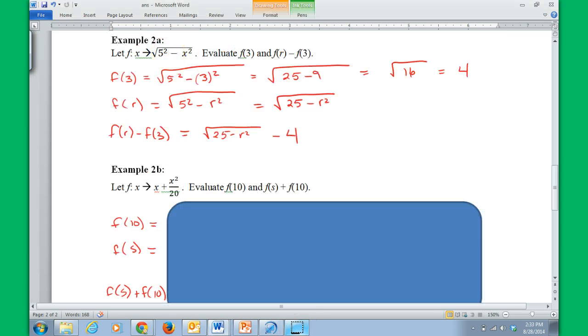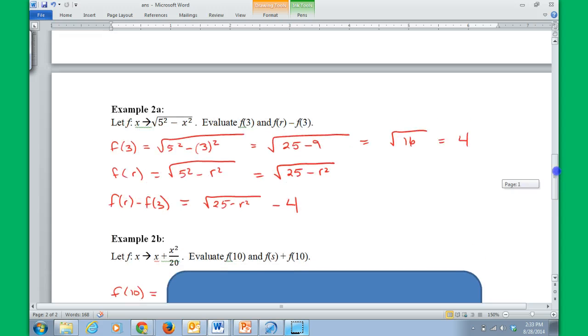Here we have a function f where x maps to the square root of 5 squared minus x squared. We want to evaluate f of 3 and then f of r minus f of 3. Scroll down? Sure. That help? Okay. So here, first of all, what I did was solve for f of 3. So notice that we have 5 squared minus 3 squared. And if you go through and solve that, you end up with 4.